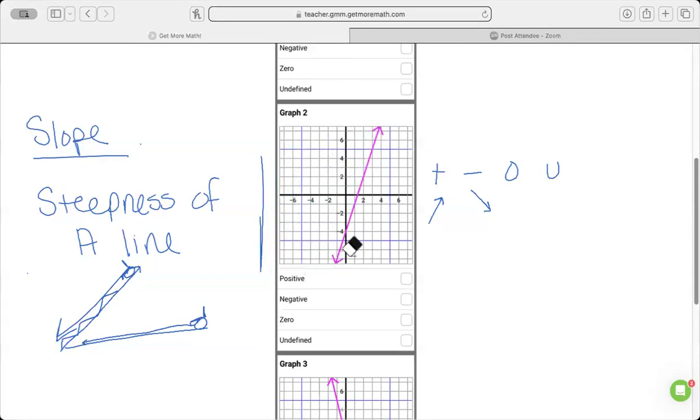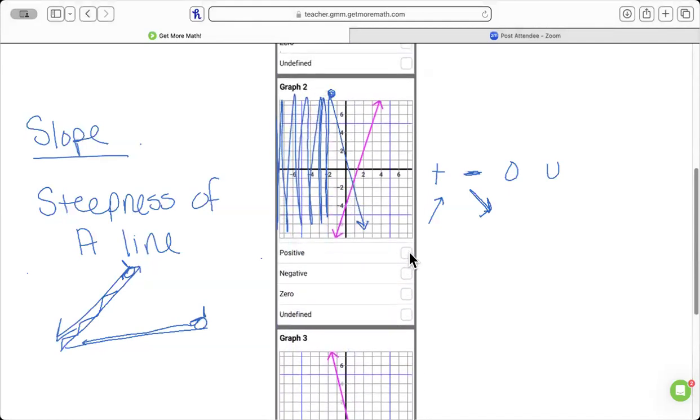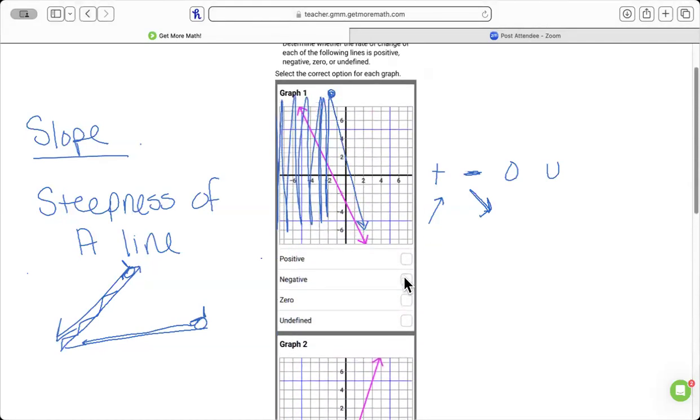Let's look at the next one. Again, if you want to do the drawing method, we scratch it, and here's the first time I touch the line. It goes downward, and downward, we already said, is negative. On my answers, I'm just going to click the one that I chose. That was negative, this one was positive, and this one was negative.